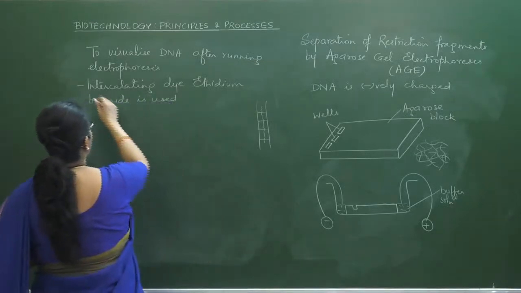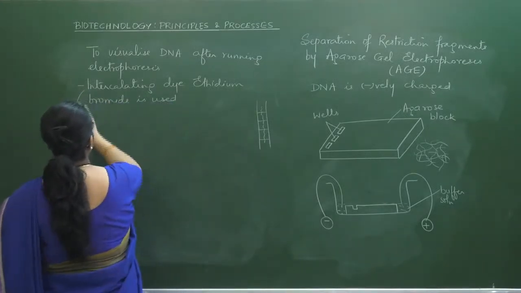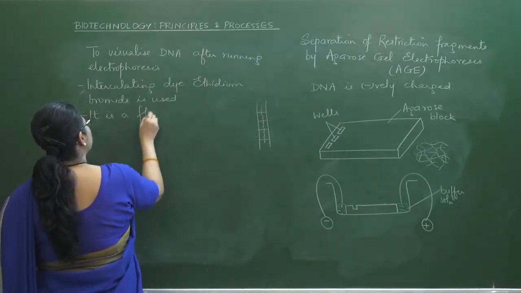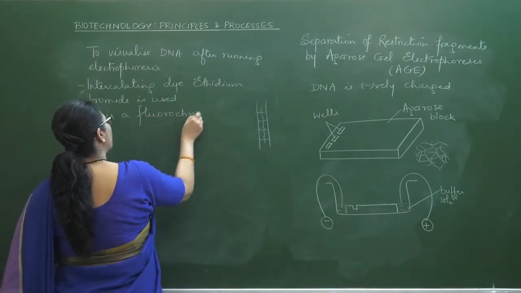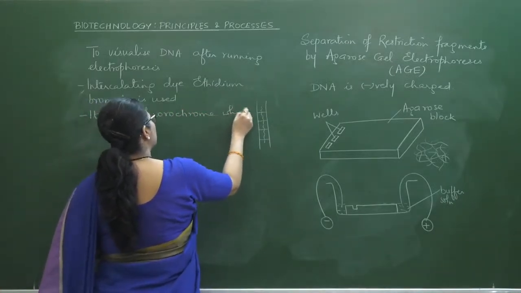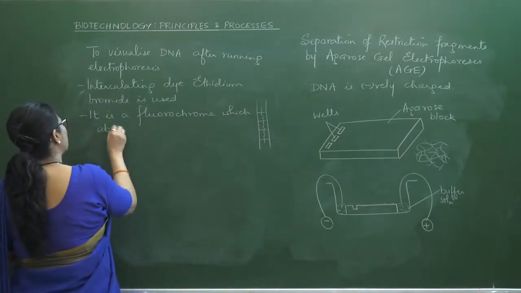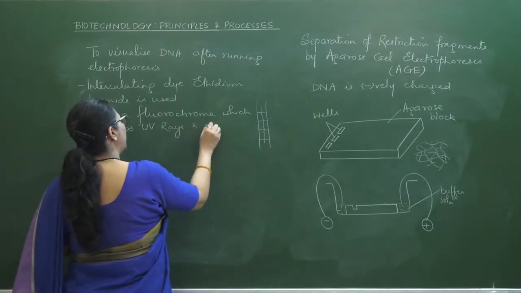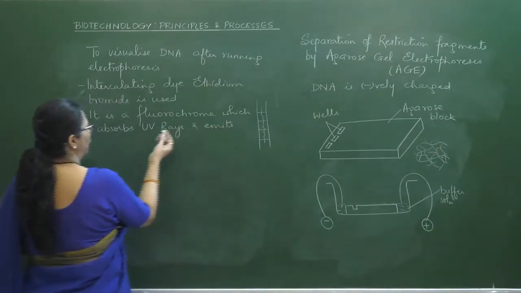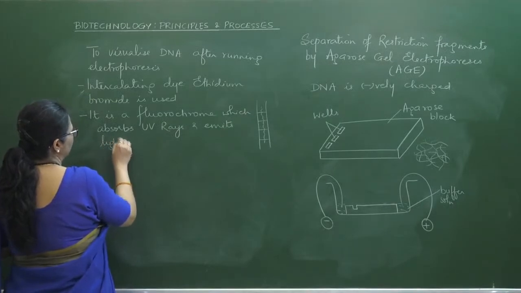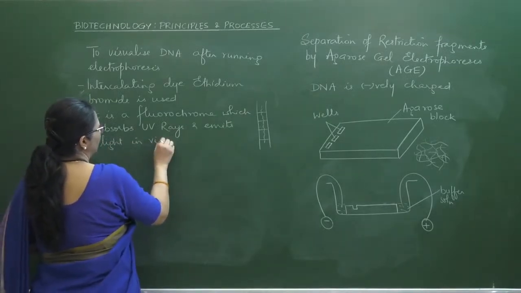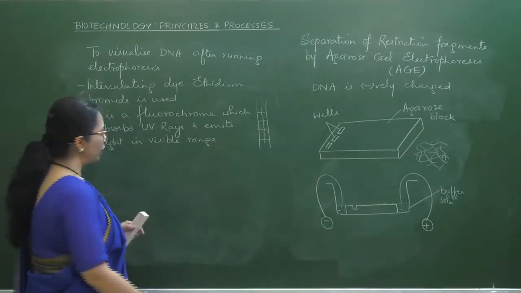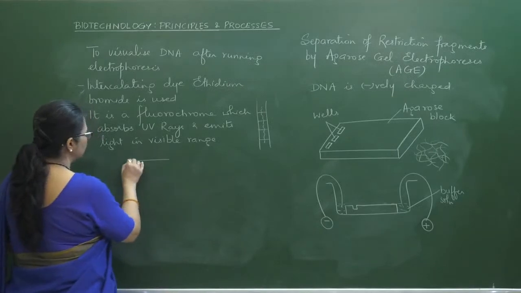Okay, so it's an intercalating dye, that was because of the nature of it. Then the other thing that we can mention, it is a fluorochrome which absorbs UV rays and emits light in visible range. So what happens? Wherever the DNA is there, we will see orange band.